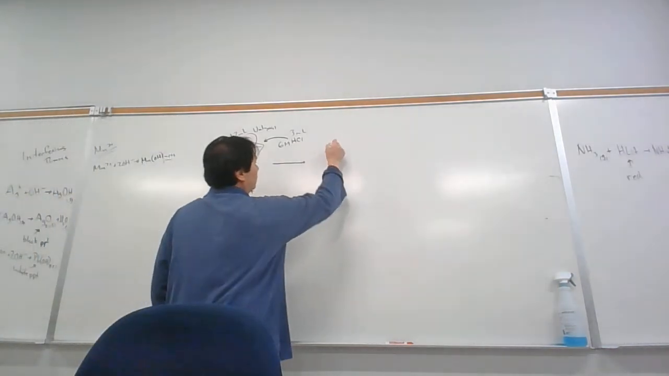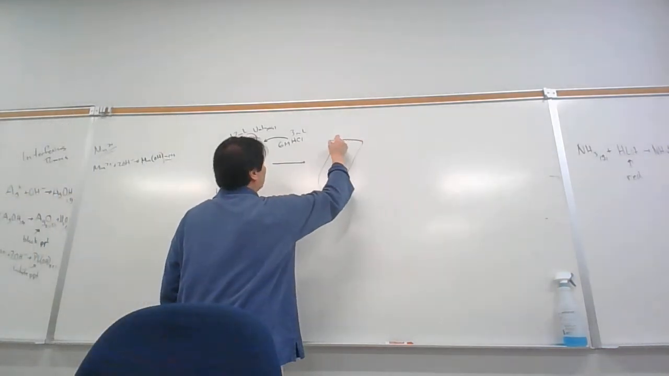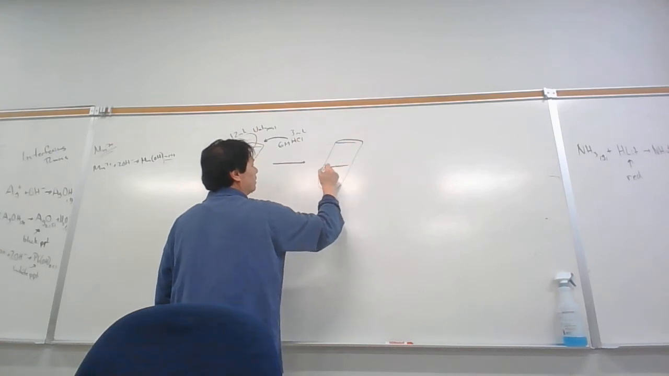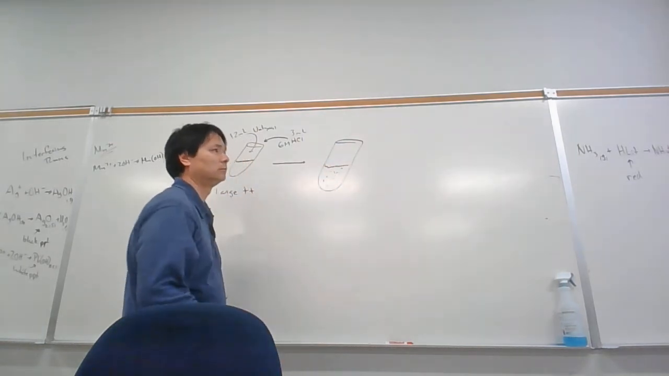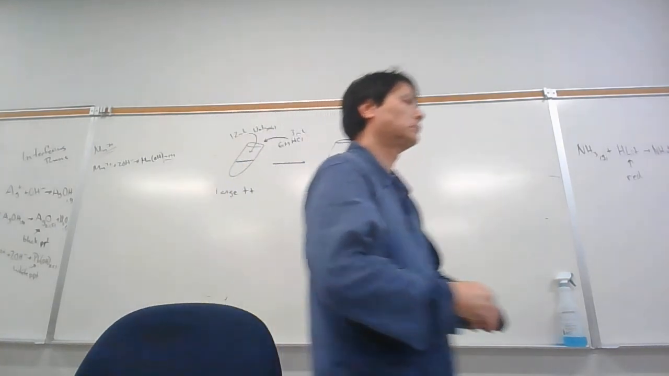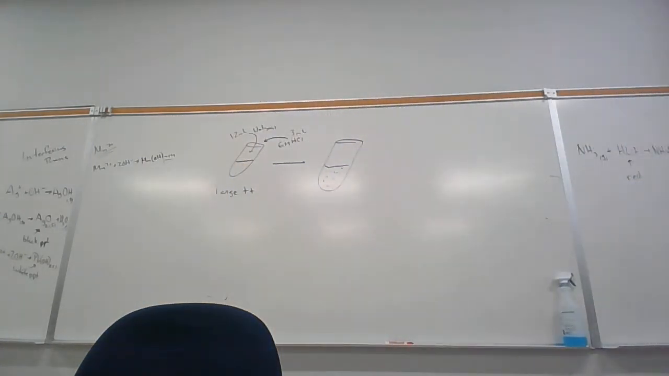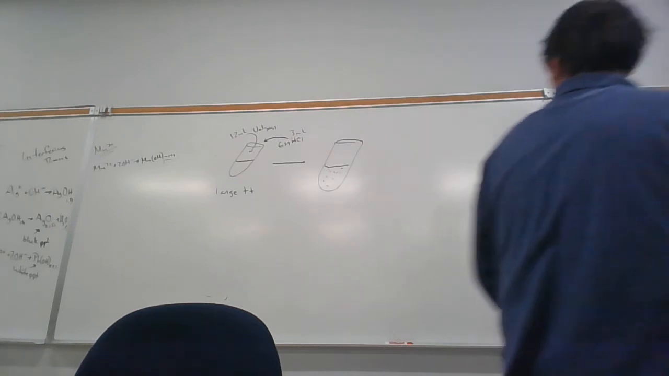All right. What we're going to get is a precipitate here. We're going to end up with 2 white precipitates. The first precipitate is silver chloride.